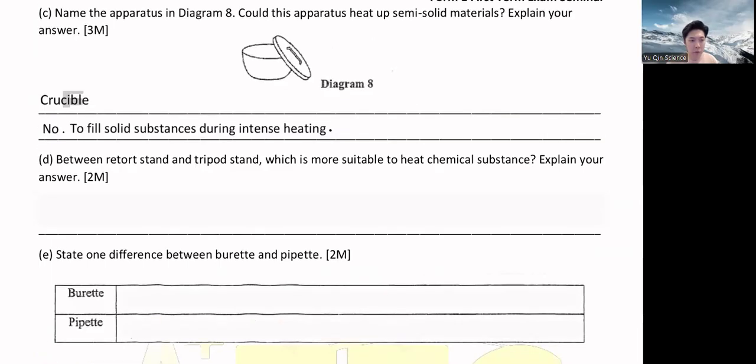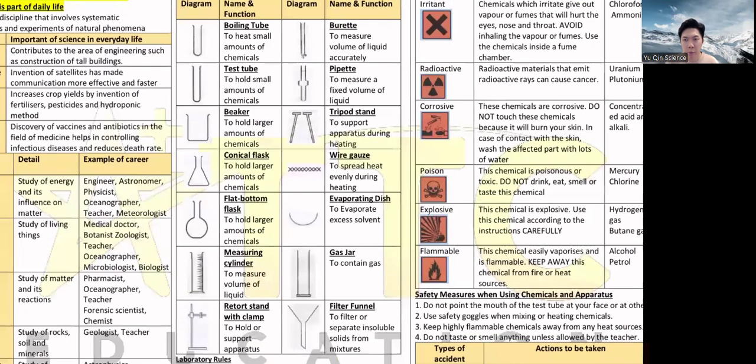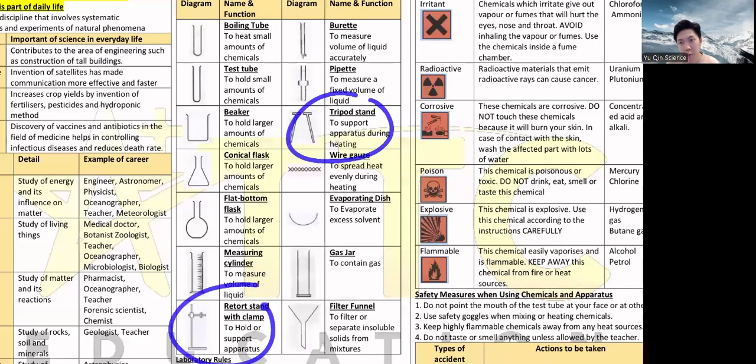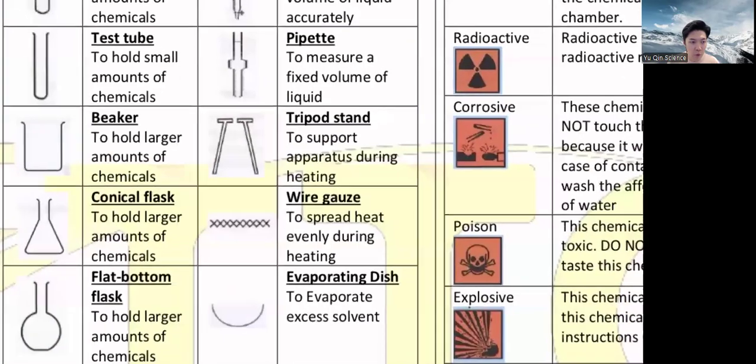Okay, cool. Right, next one. Between retort stand and tripod stand, which is more suitable to heat a chemical substance? And explain your answer. Which is suitable for heating, retort or tripod? You read it now, you tell me which answer. So easy. Tripod. Why is it suitable for heating?